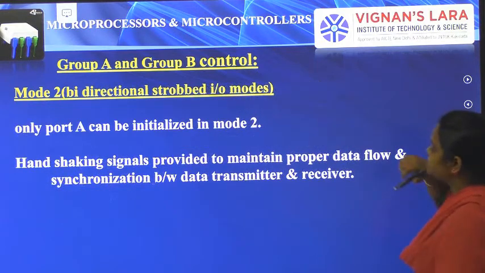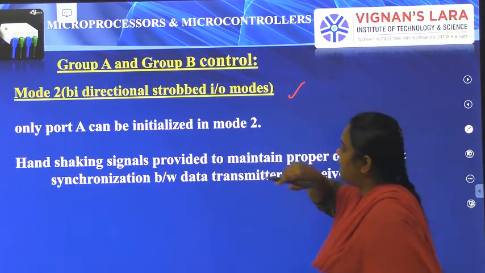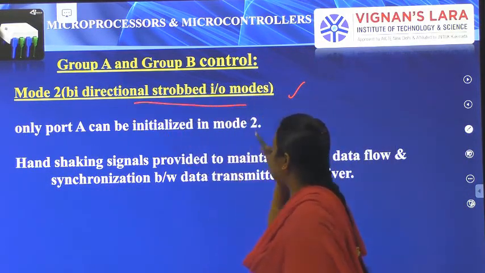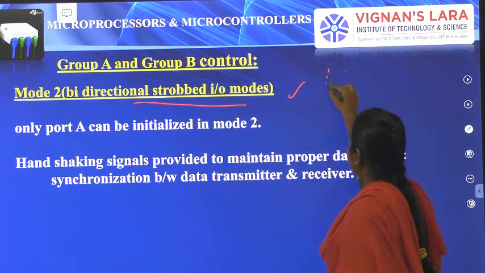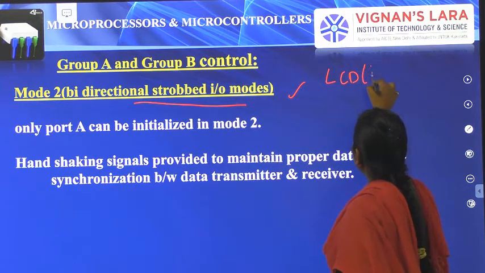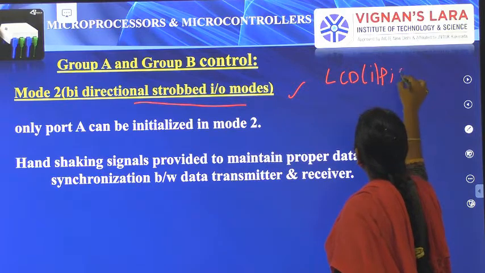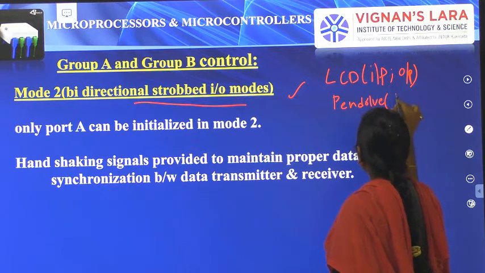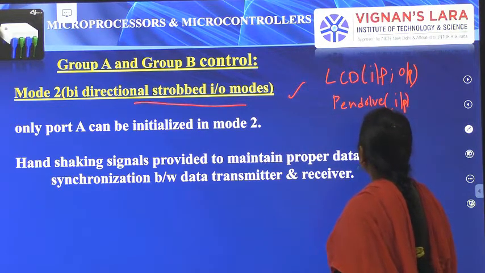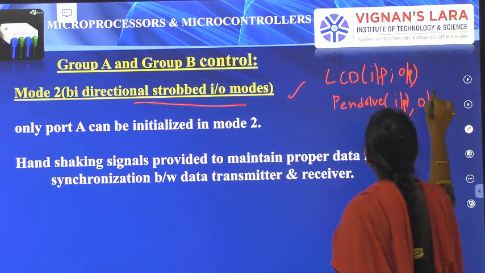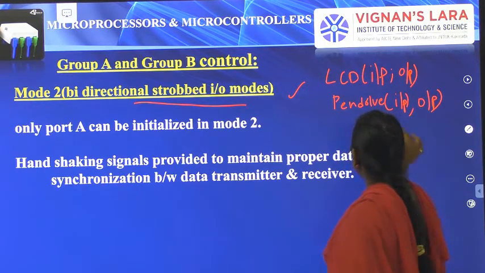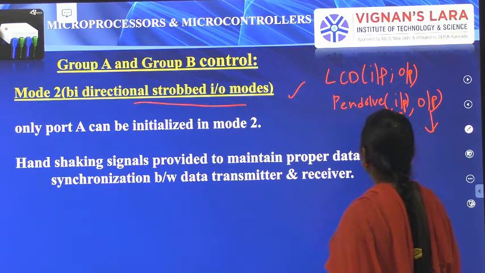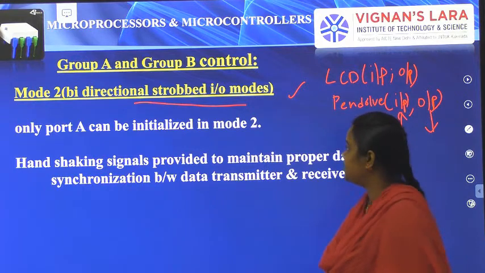Coming to the next one, it's a mode 2 operation, bidirectional strobed input/output mode. Here, like an LCD, it acts as an input and as an output at a time, and like a pen drive, we are giving input and taking output from that device at a time. That means we are copying data to it and receiving data from that device itself at a time.